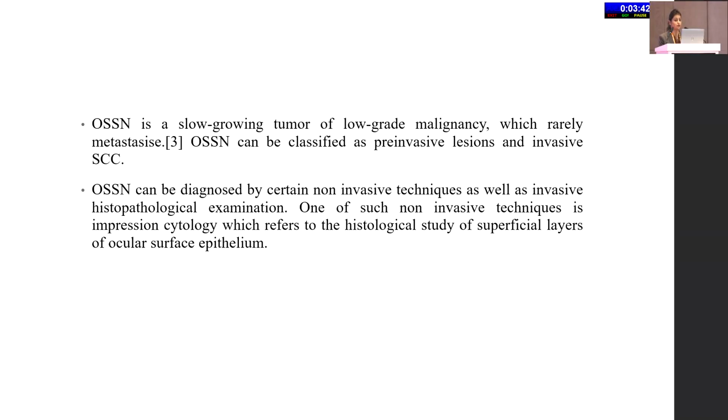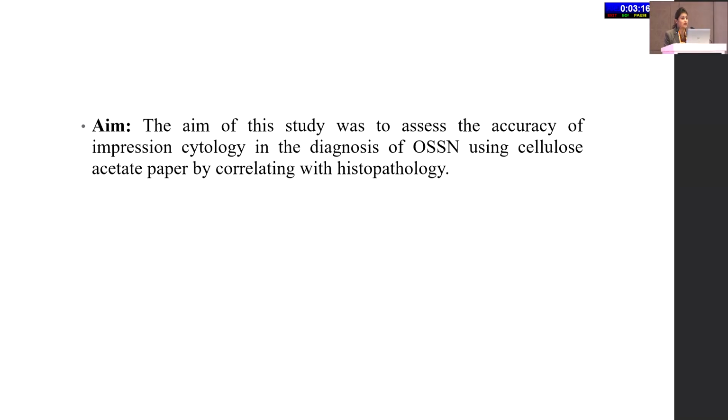OSSN is a slow-growing tumor of low-grade malignancy, which rarely metastasizes. Ocular surface squamous neoplasia can be classified as pre-invasive and invasive squamous cell carcinoma. It can be diagnosed by non-invasive techniques as well as invasive histopathological examination. One such non-invasive technique is impression cytology, which refers to the cytological study of the superficial layers of the ocular surface epithelium. The aim of the study is to assess the accuracy of impression cytology in the diagnosis of ocular surface squamous neoplasia using cellulose acetate paper, by correlating with histopathology.